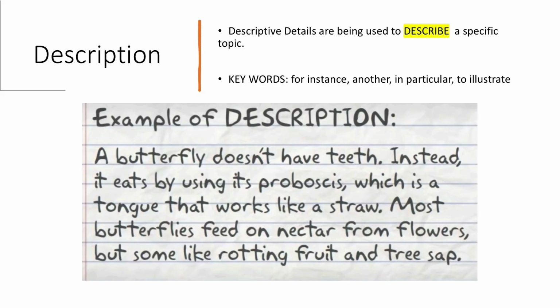Let's look at an example of description here. A butterfly doesn't have teeth. Instead, it eats by using its proboscis, which is a tongue that works like a straw. Most butterflies feed on nectar from flowers, but some like rotting fruit and tree sap. Notice that it is describing how it eats, really. How it doesn't have teeth, how it uses a tongue that works like a straw, and what it feeds on.